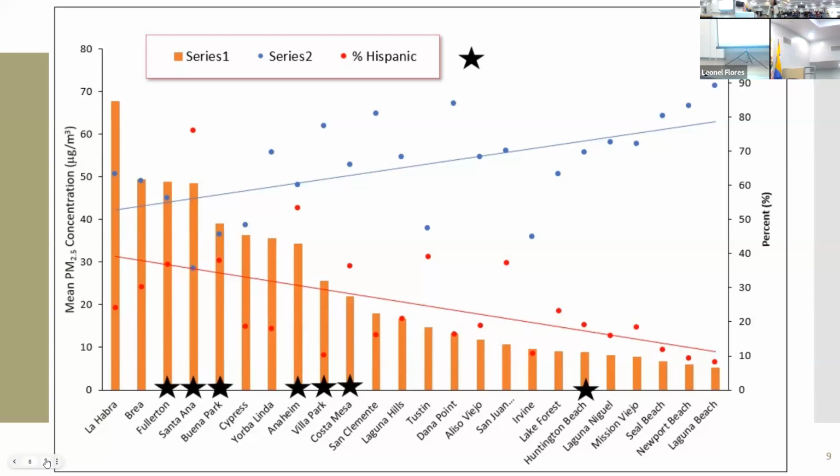The names are very small. La Habra, Placentia, Fullerton, Santa Ana, Buena Park, Cypress, Yorba Linda, Anaheim, Villa Park, Costa Mesa. So that's by the sequence.